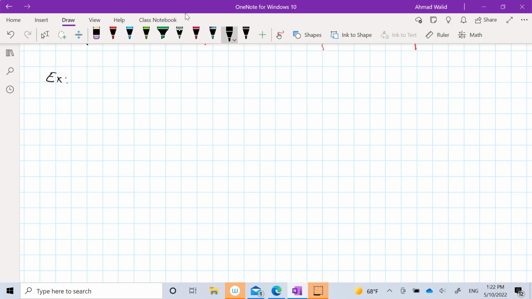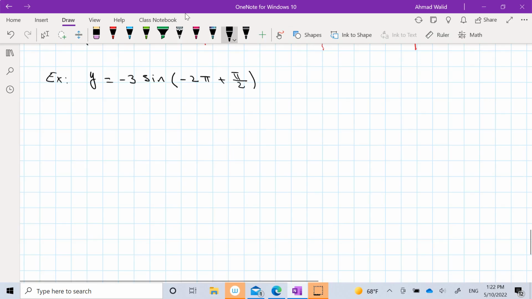Example number 3. Y equals -3 sine of, let's say, negative 2x plus pi over 2. I will not put a vertical shift for you here, just horizontal shift. I don't want to make it too difficult. First of all, the coefficient of x should always be positive 1, correct? Then I'll factor out -2.